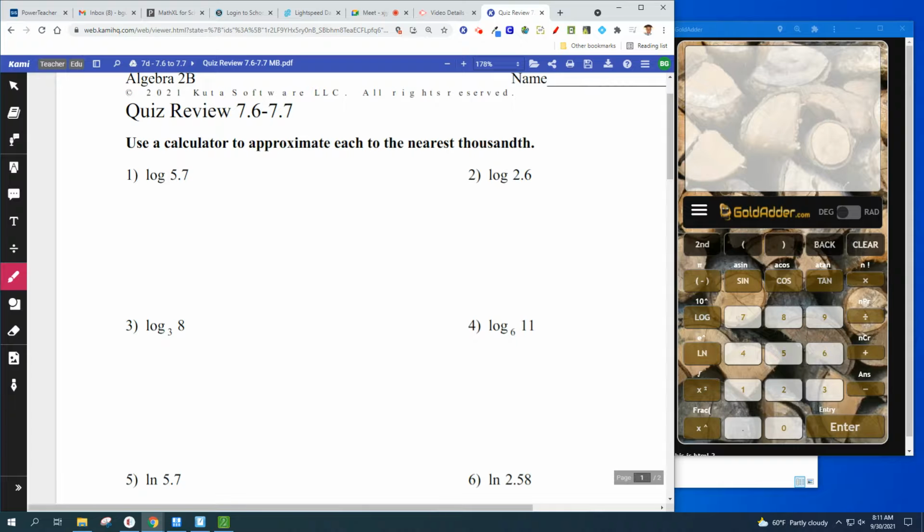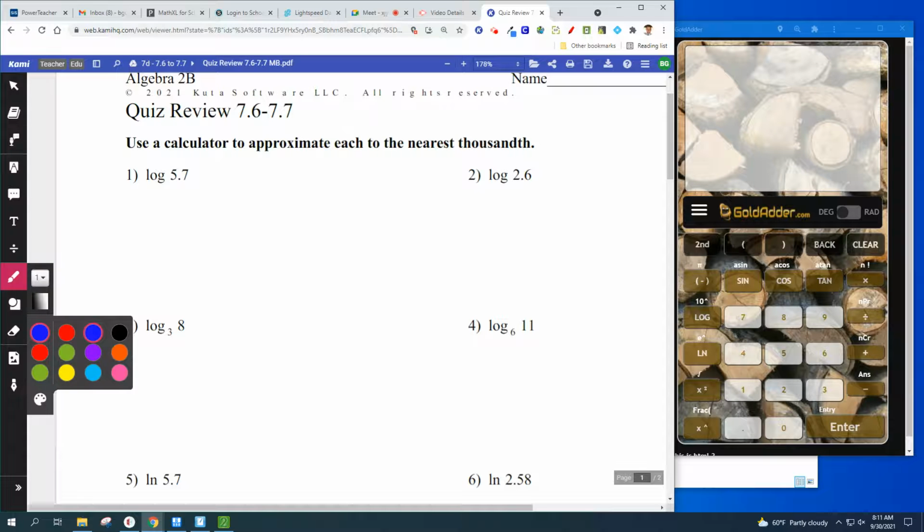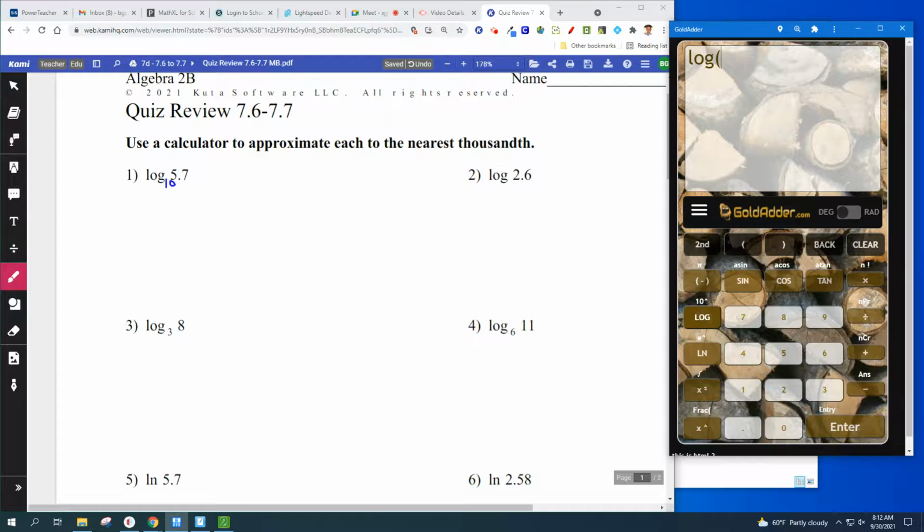Let's review. Number one is a logarithm, log 5.7. And remember, a logarithm is an exponent. But what you have to understand is this is the common log, meaning it's a log base 10. And the upshot is your calculator has a log button on there. It has log base 10. So on your calculator, all you have to do is hit log 5.7.